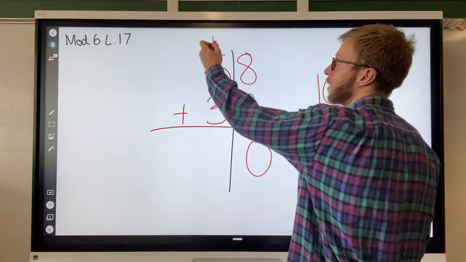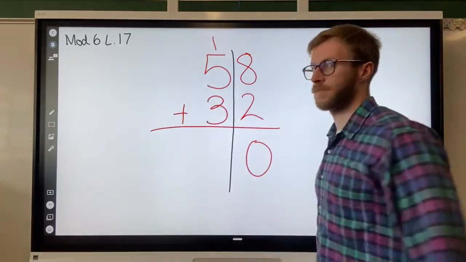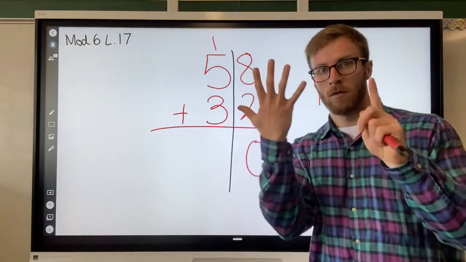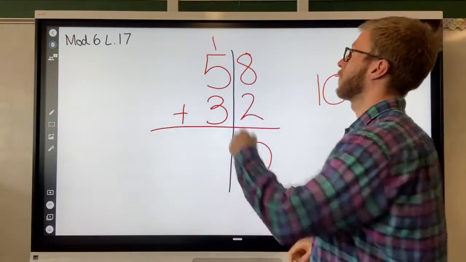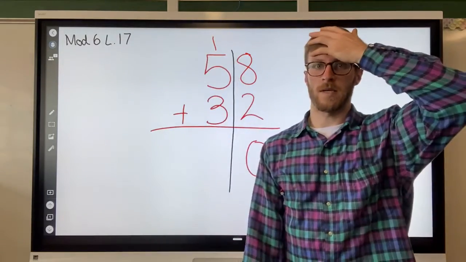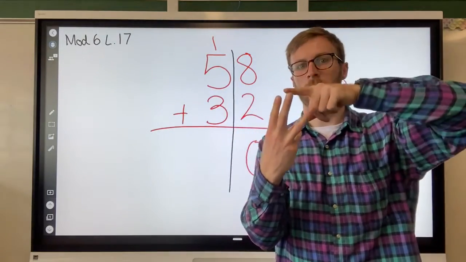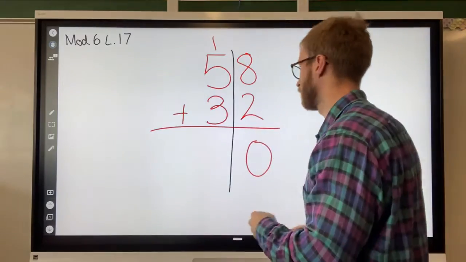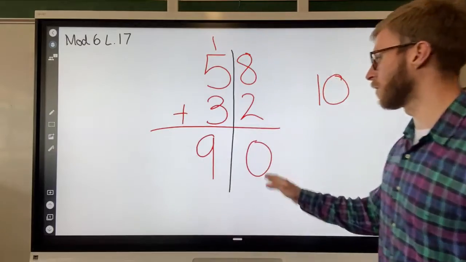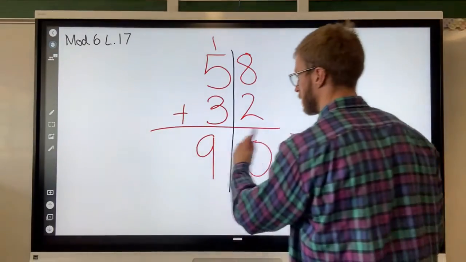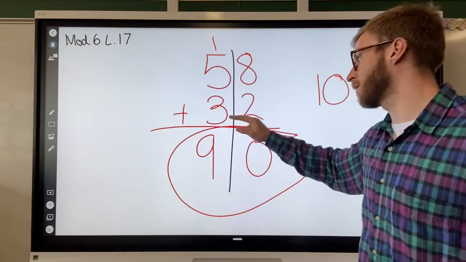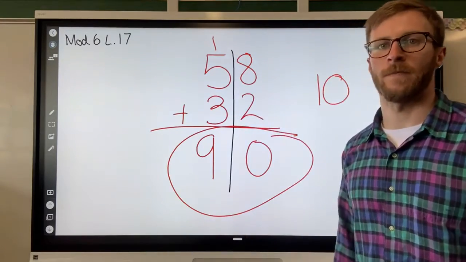So now I have 1 plus 5 plus 3. So what's 1 plus 5, or 5 plus 1? 6. So now we have 6 plus 3. 6, 7, 8, 9. So there are 9 tens, 0 ones, gives us our answer, 90. 58 plus 32 equals 90.